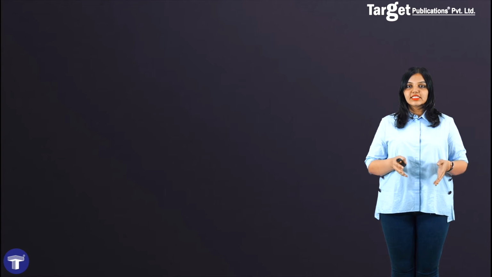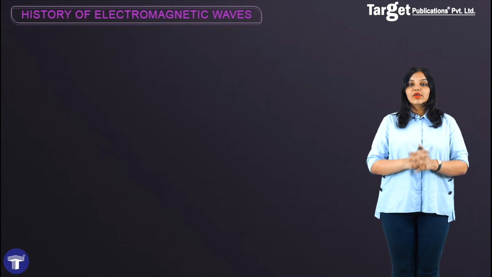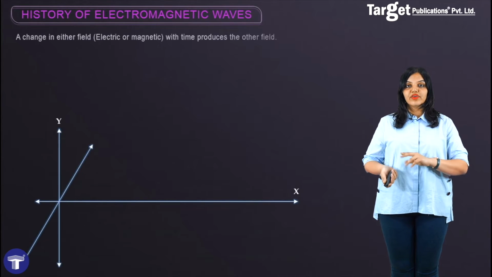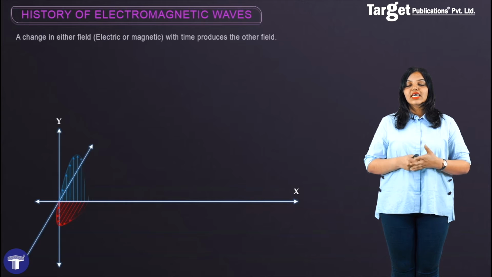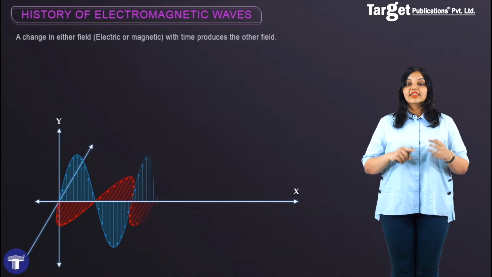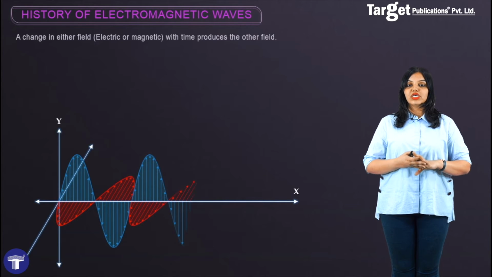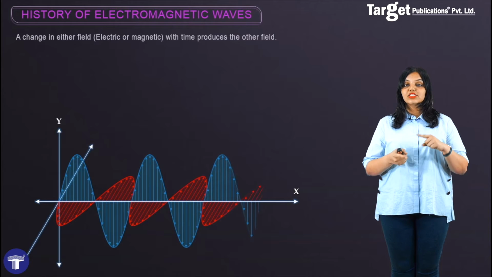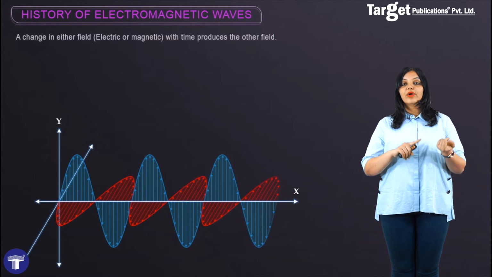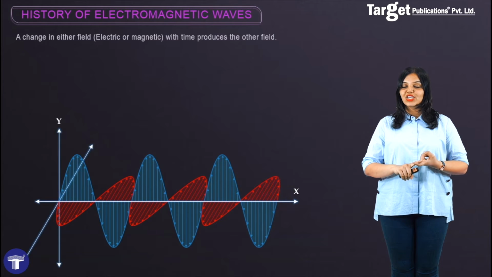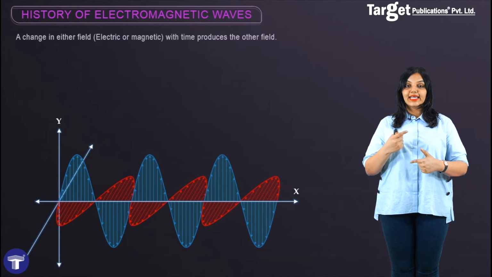Maxwell predicted the existence of electromagnetic waves by using the fact that a changing electric or magnetic field will produce the other field. And therefore, he concluded that if I have a changing electric and magnetic field in such a way that their vectors are perpendicular to each other, then what will be created is an electromagnetic wave. That is, the changing electric field will give rise to a changing magnetic field, which in turn will give rise to a changing electric field, and so on and so forth.